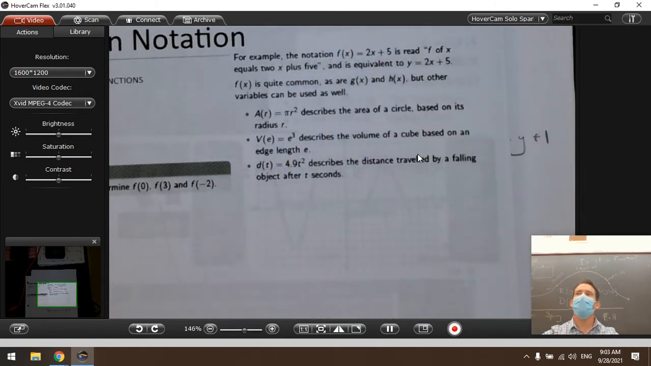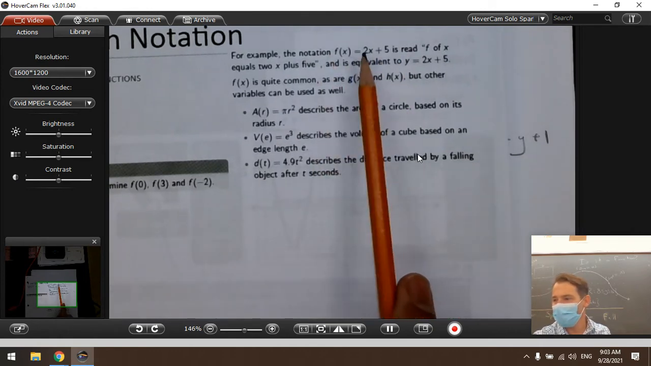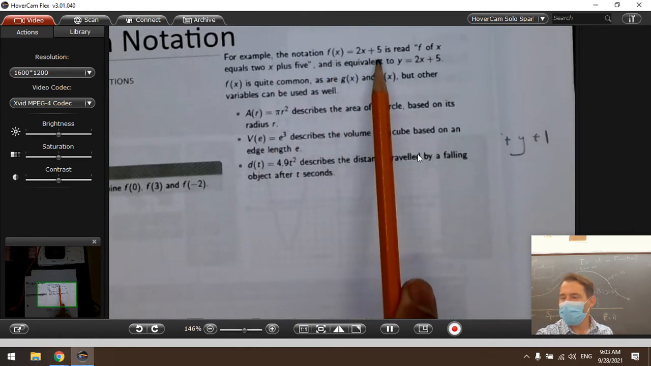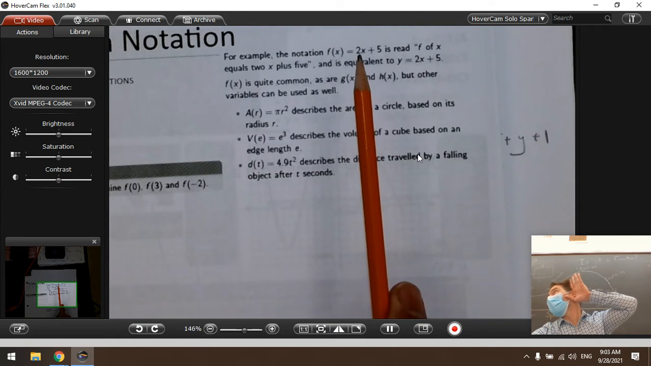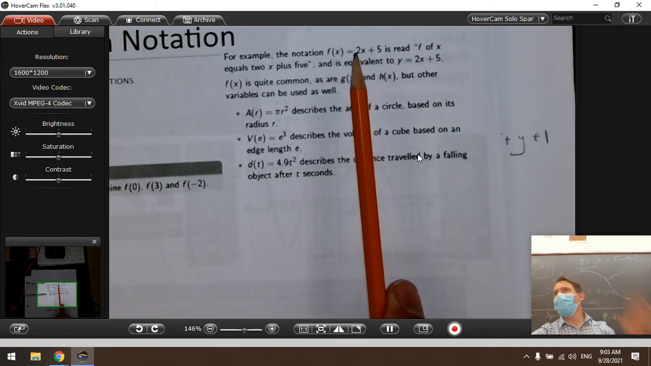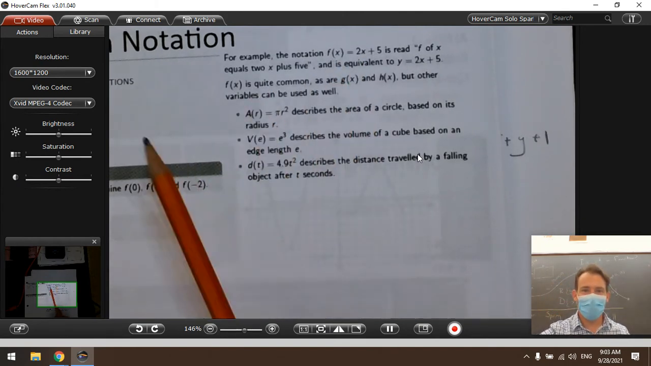So now I'm going to read that, and you're going to say it out loud after me like it was a language class, because this is very much just like a definitions class here. F of x equals 2x plus 5. Music to my ears. Fantastic.